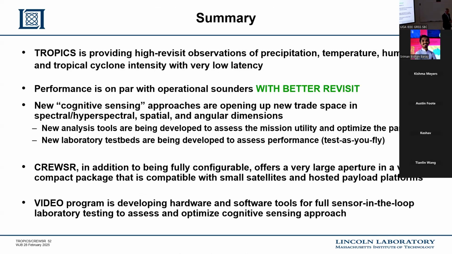Okay, wow. I gave you a whirlwind tour of TROPICS, a small, proliferated, affordable constellation for high revisit observations. It's a very high performance system with a very low price point. We're going to see a lot more of this in the commercial sector. The European government is already doing this, and we'll see how the US responds. I showed you performance on par, even better in some cases, with much better revisit with this kind of approach. I'm very excited to see CREWSR type approaches with better resolution and cognitive sensing that react to the scene, just being smarter about how we make the measurement.